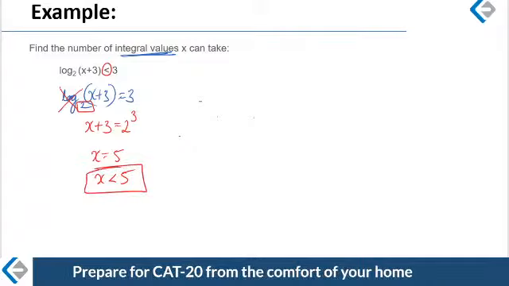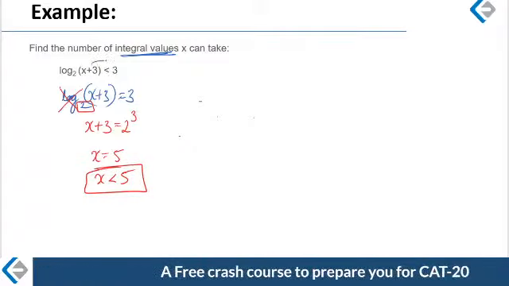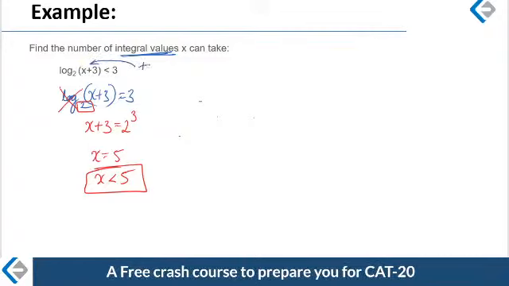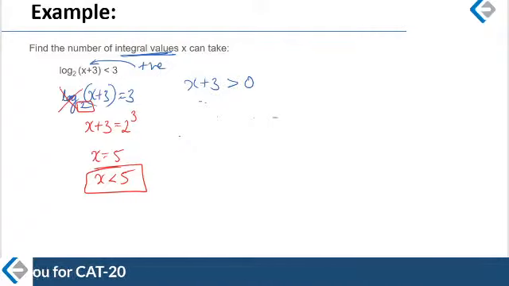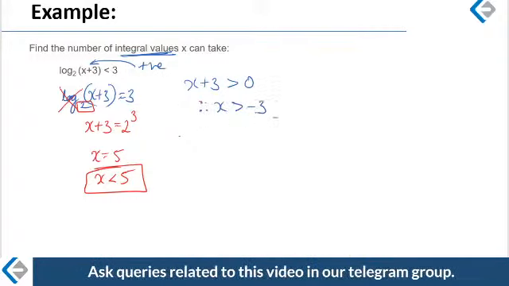Good, that's one point. Look at the second point, my friends. The input to the logarithm has to be positive. What do you mean? x plus 3 should be greater than 0. It can't be equal to 0. It must be positive, greater than 0. Therefore, x should be greater than minus 3. Two conditions: x should be greater than minus 3, but x should be less than 5.